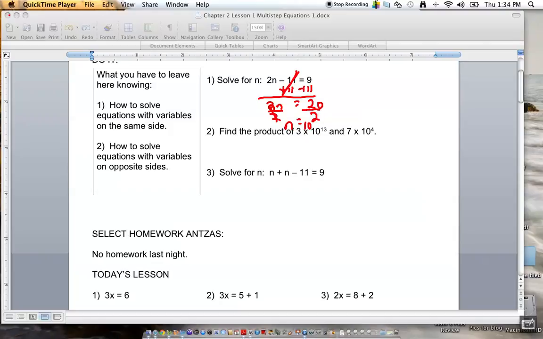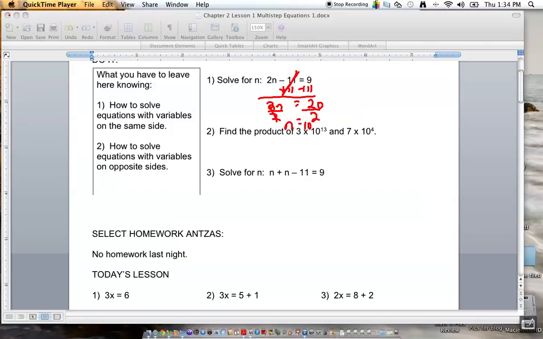Now, let's take a look at number 2. Find the product of 3 times 10 to the 13th and 7 times 10 to the 4th. This was the kind of question that was on the test, and not as many of you got it right as I would have expected.